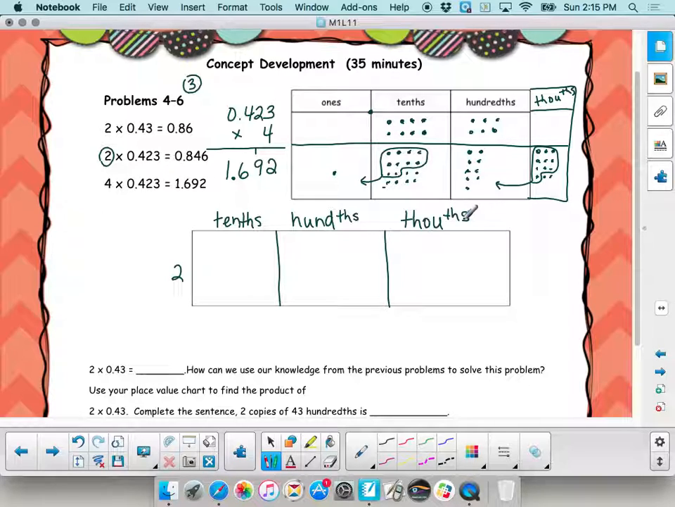Okay, so draw your lines and get that on there. And then, how many tenths do I have? 4 tenths, 2 hundredths, and 3 thousandths. Now, the really fun thing about the area model is, all I do now is multiply. 4 times 2 is 8. 2 times 2 is 4. 2 times 3 is 6. And I've got my answer. So I've got 8 tenths, 4 hundredths, and 6 thousandths. And that's what we got when we did it on the place value chart.